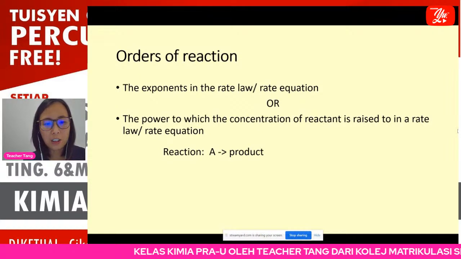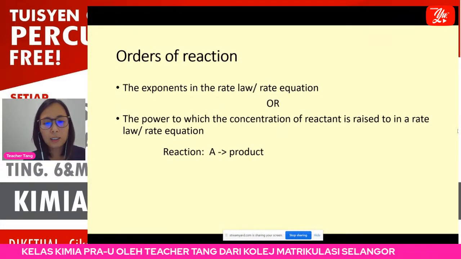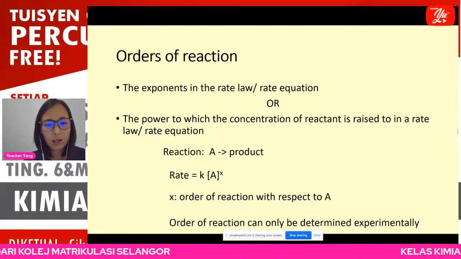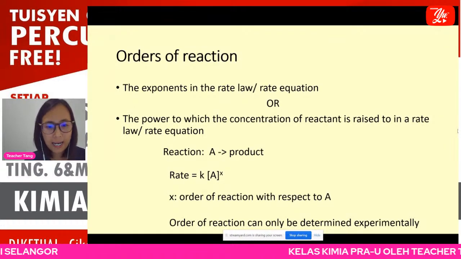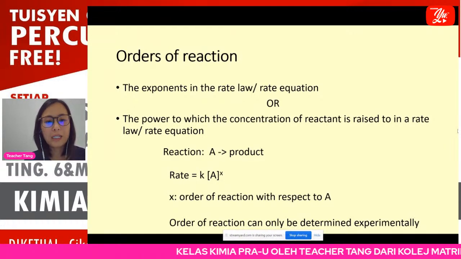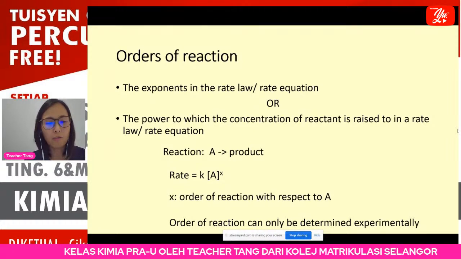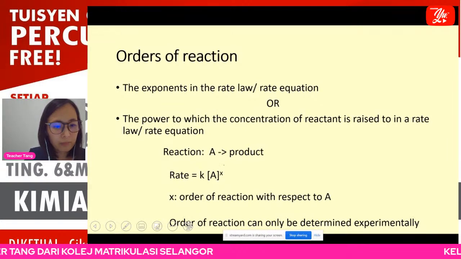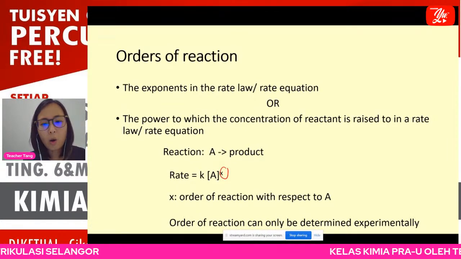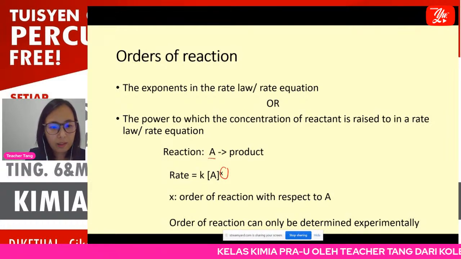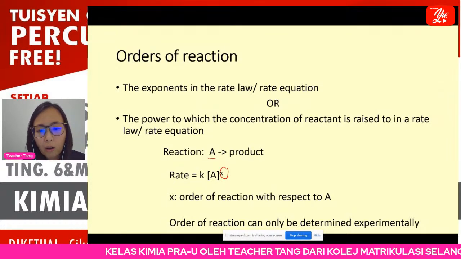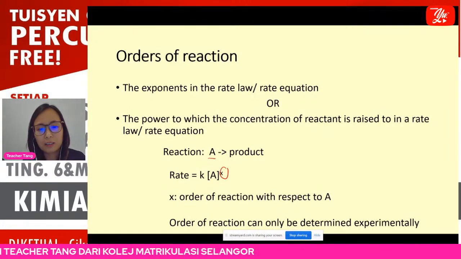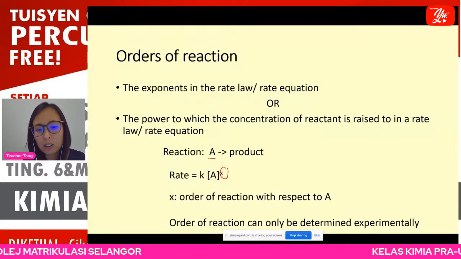For example, for a reaction where reagent A is converted to product, we can write the rate law equation as rate equals the rate constant k multiplied by the concentration of reagent A raised to the power of x. The x here is the order of the reaction with respect to reagent A. For the order of reaction, we can only determine it experimentally, meaning that only from experimental data can we determine the order of a reaction.